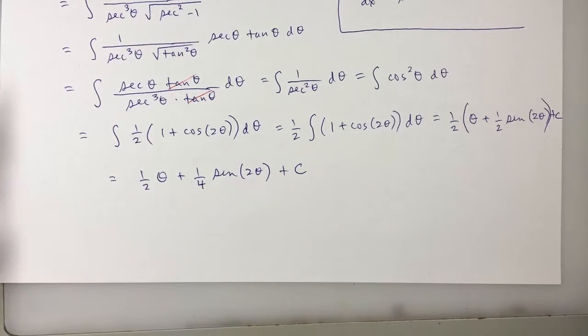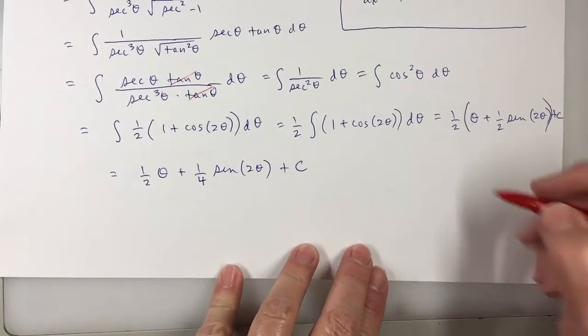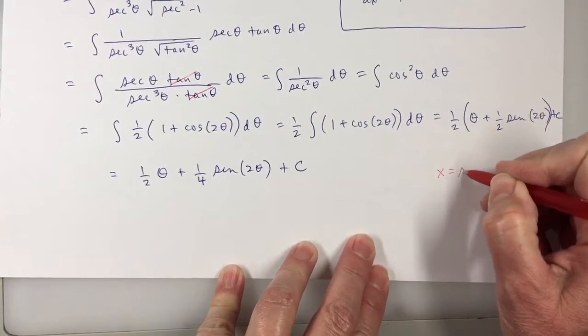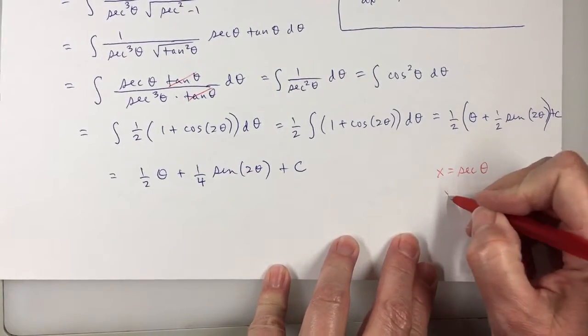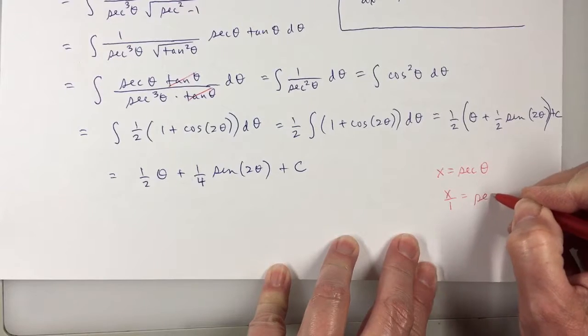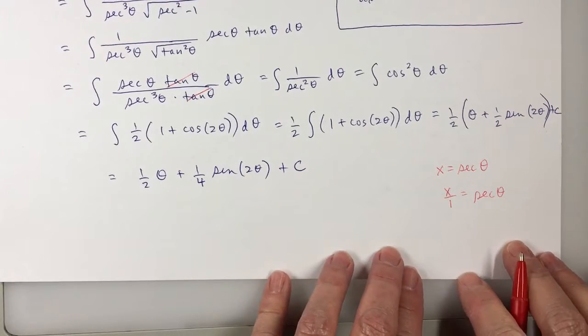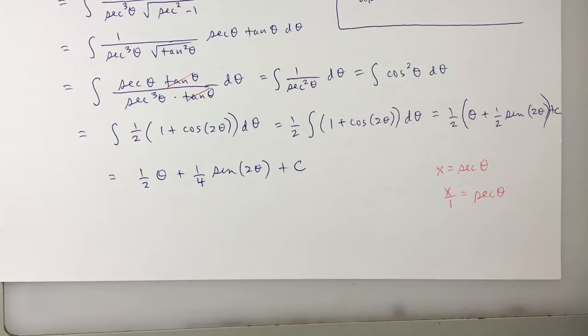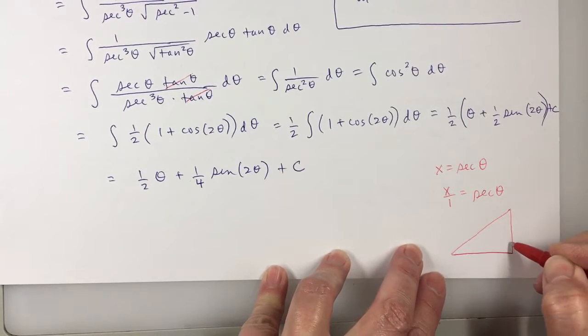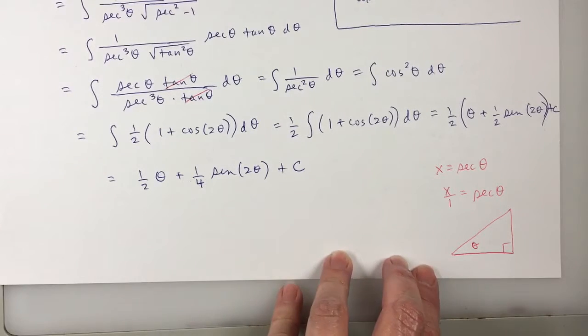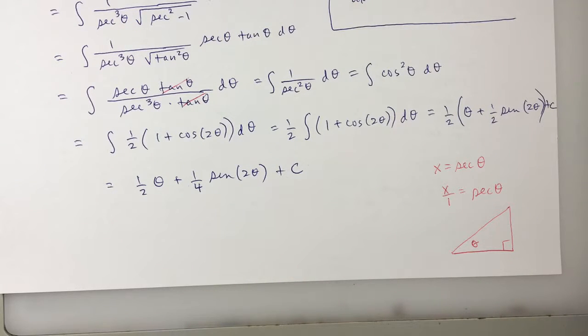Because what happened here? We had this. X equals secant theta. And by the way, that is x over 1 is secant theta. And I'm going to draw the triangle. And in the triangle, I have theta. I do not have 2 theta. Secant, let's see, that's the reciprocal of cosine. I got it right that time. All right, that's the reciprocal of cosine.